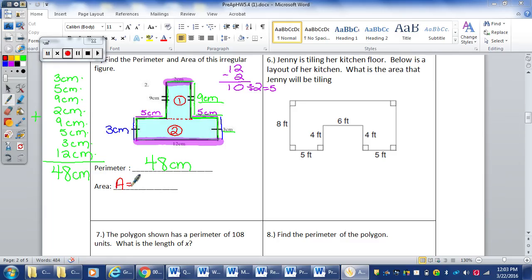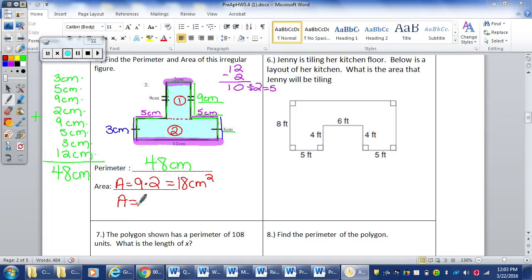Can somebody raise their hand and tell me? Emily. 36. Well, I wanted to know the base and the height. Aaron? 9 and 2. So let's put 9 times 2. And we know that 9 times 2 is what? 18. Good. So I'm going to put 18 and I'm going to put centimeters squared because remember, dimension times dimension is squared. And then I'm going to calculate the other area.